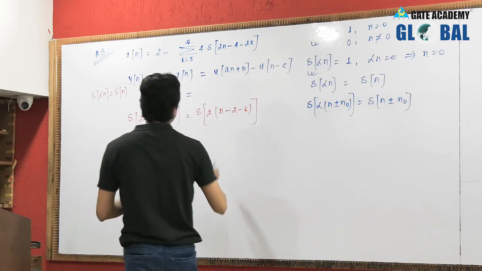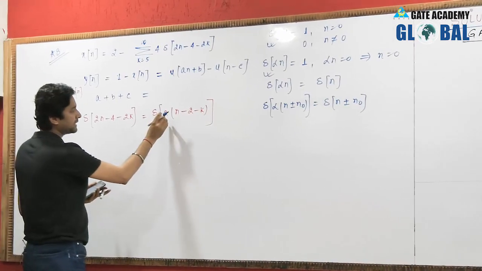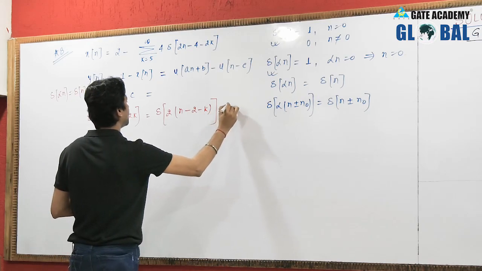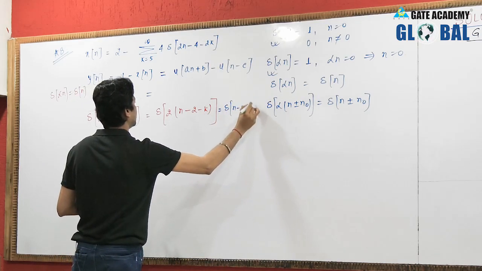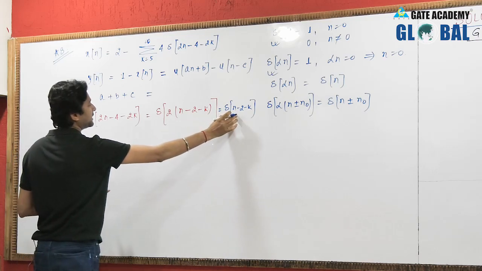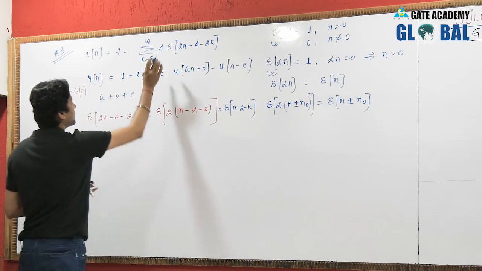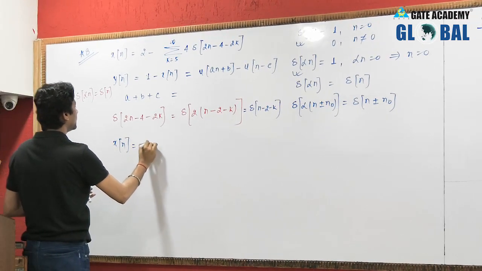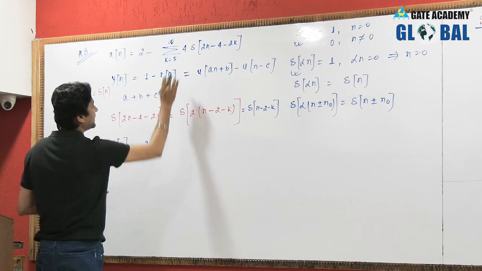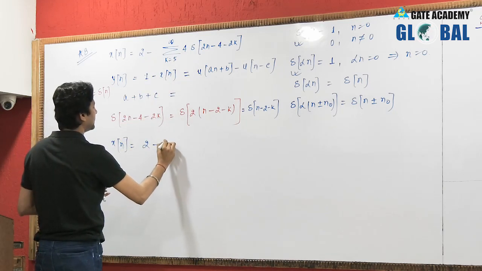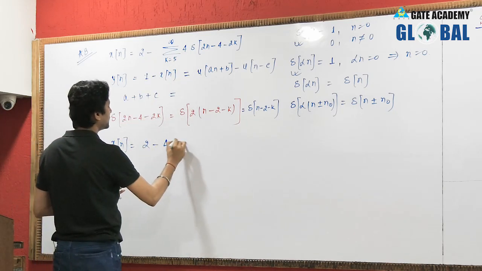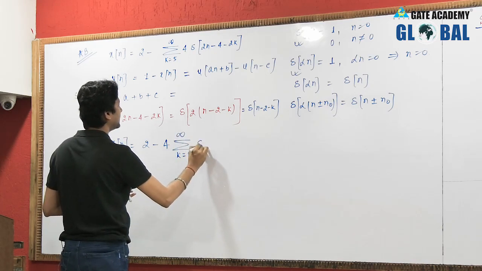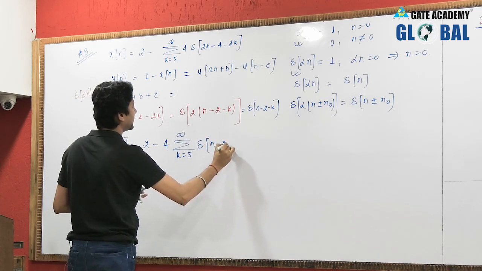So if you have taken a scaling factor common, then you can discard this scaling factor and this will be equal to del of n minus 2 minus k. This impulse function is equivalent to del of n minus 2 minus k. So if you substitute the value, then x of n is going to be 2 minus, we can take the 4 common outside, so it is 4 times summation from k equals 5 to infinity del of n minus 2 minus k.